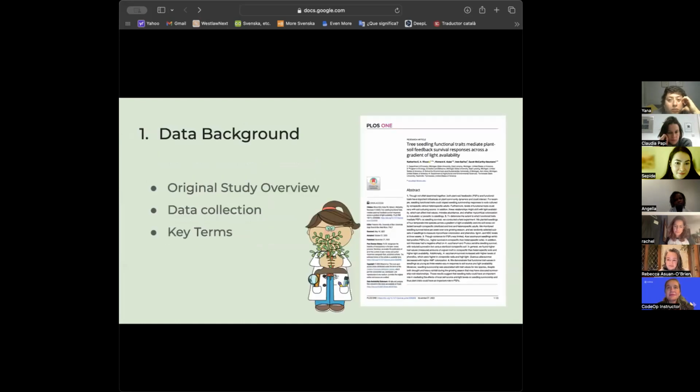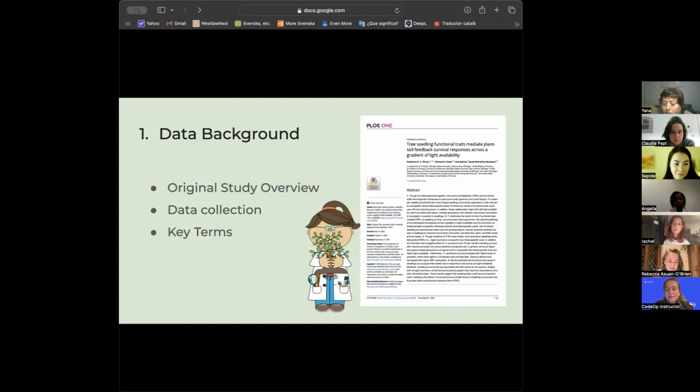So the data we used came from a field experiment that explored how tree seedling functional traits affect the survival of 4 specific species of trees. And the field experiment looked at a whole lot of factors, and some of these factors included soil source and light availability. The researchers that did this field experiment conducted it on a total of 3,024 seedlings.